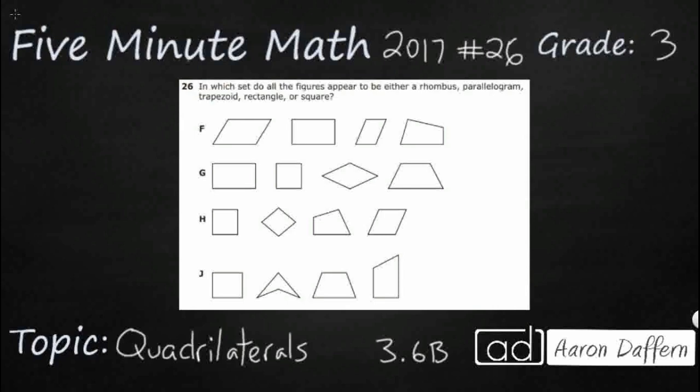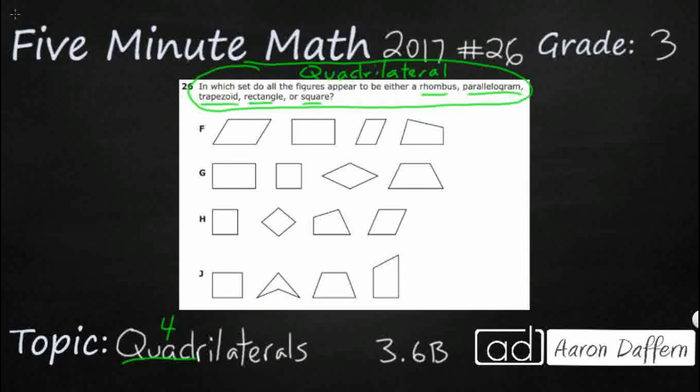So quadrilaterals, let's look at that word right there. Quad means four. And our answer selections, F, G, H, and J, are just a whole bunch of four-sided shapes. That's because rhombus, parallelogram, trapezoid, rectangle, and square, all five of those go into a larger category. If I were to put all of these in one big category, I can write the word quadrilateral, and that would fit because all of those shapes are four-sided shapes. So everything we're dealing with today is a four-sided shape.